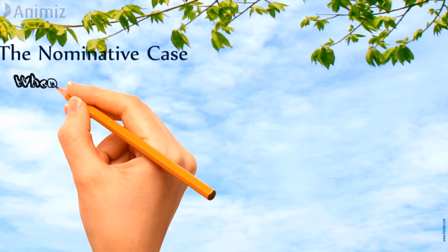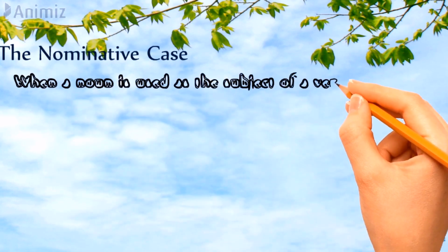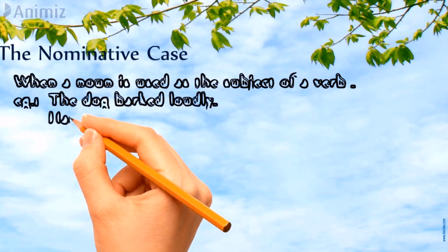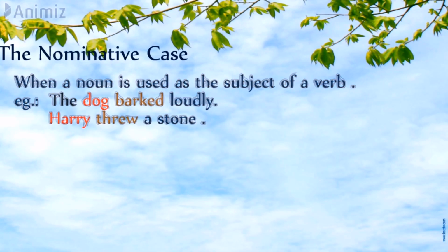When a noun is used as the subject of a verb, it is nominative case. For example, the dog barked loudly. In this sentence, barked is the verb and the subject of the verb is dog. So, dog is nominative case. Next sentence, Harry threw a stone. The verb is threw and the subject of the verb is Harry. So, Harry is nominative case.